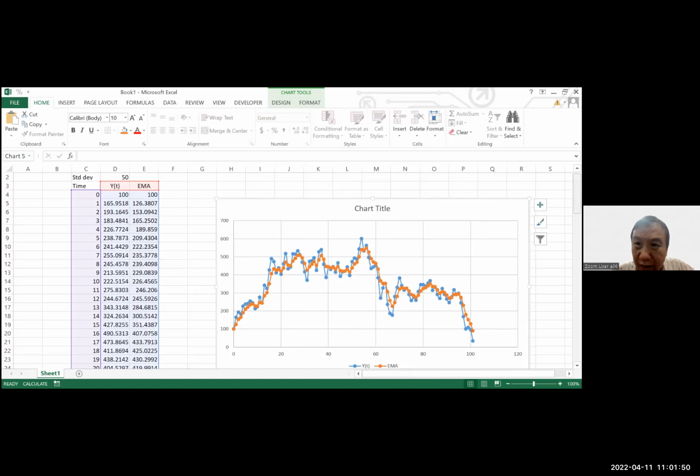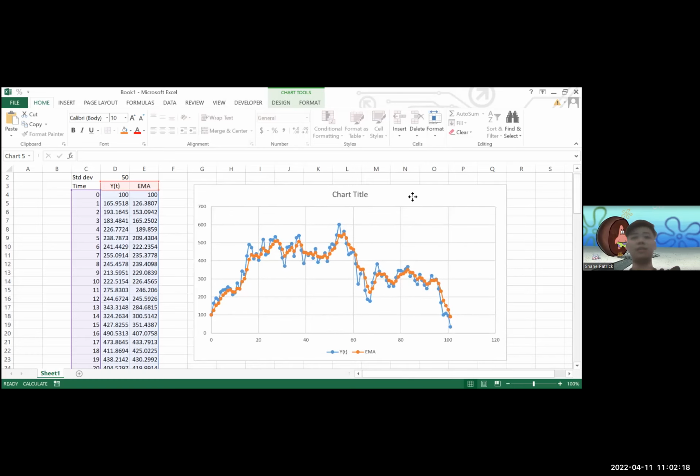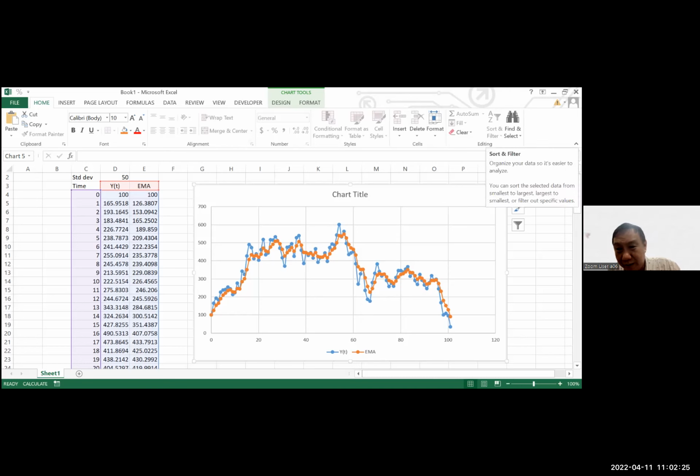Can you see that there is a delay between your data and your EMMA? Your EMMA is following your data, right? Yes, but after the data, so shifting to the right. My EMMA is not exactly my data, right? Correct. So there is a shift to the right.